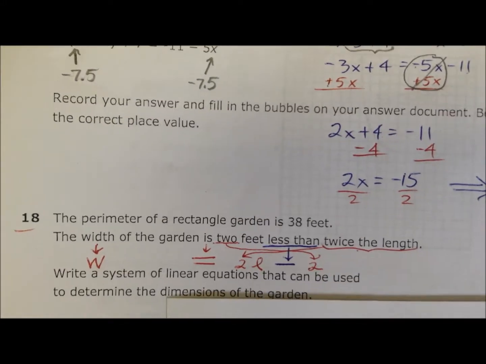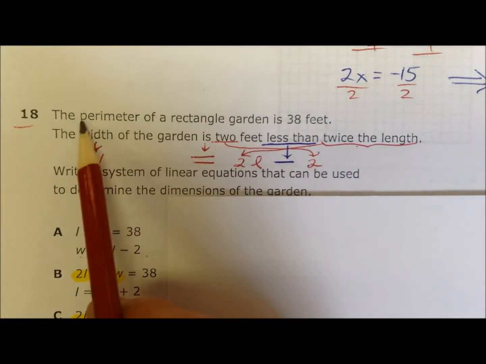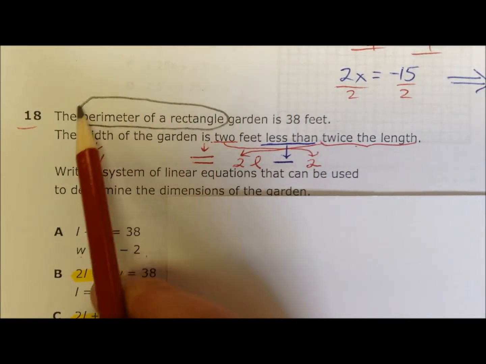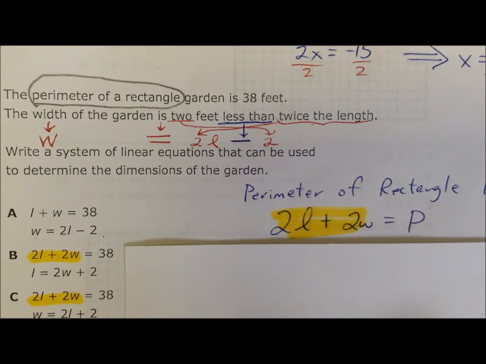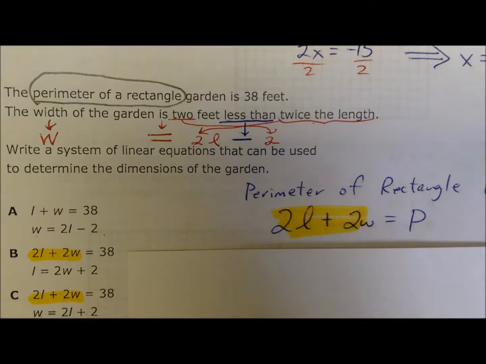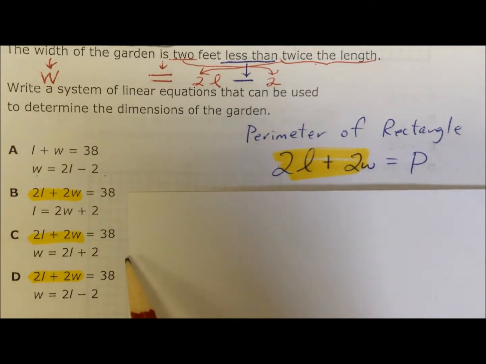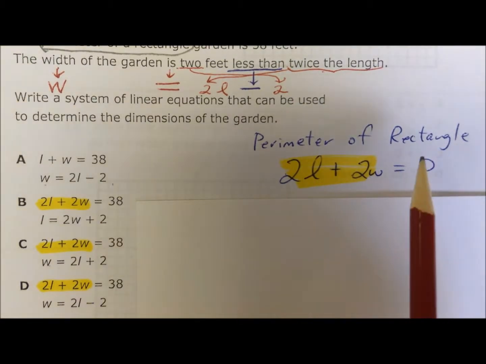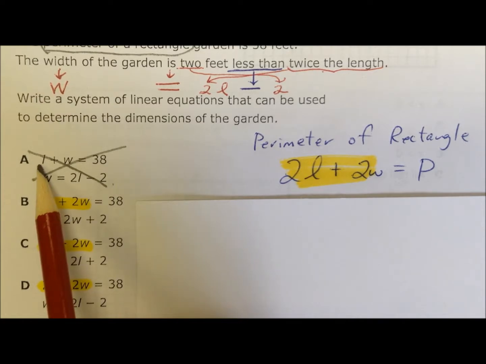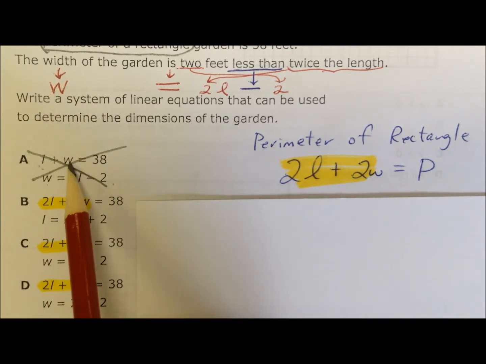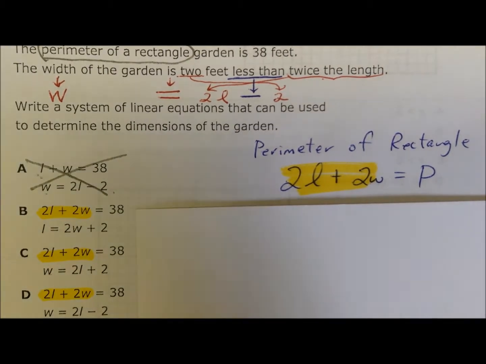All right, the next one, if we look at the perimeter of a rectangle, the first thing that we need to do is make sure that we have that. We need 2 lengths plus 2 widths. So right away as we look at our answer, just by looking at the perimeter of the rectangle, we know this one is not going to work. This one just has a single length plus a single width, and I need 2 of them according to my formula.